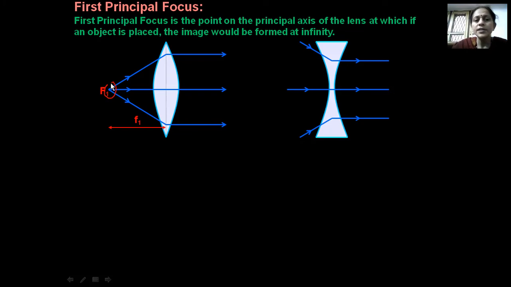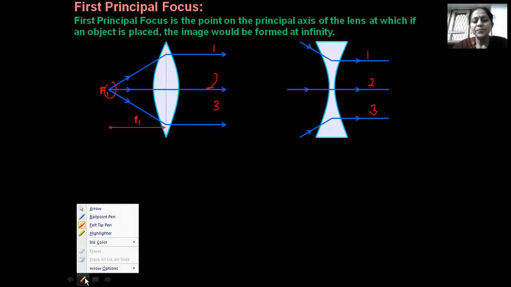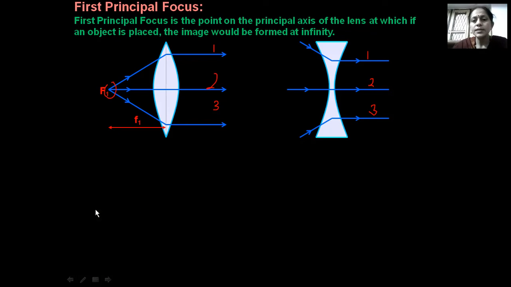See here, children, the object is placed and the image is formed at infinity; these are parallel rays, 1, 2, and this one is 3. Similarly here also, because a concave lens is a diverging lens, the rays appear to come from the focus of this concave lens, and these are parallel rays, so the image is formed at infinity. Infinity is a very far point where parallel lines are considered to meet. Now in this, the rays appear to meet at f1, so f1 is the first principal focus.